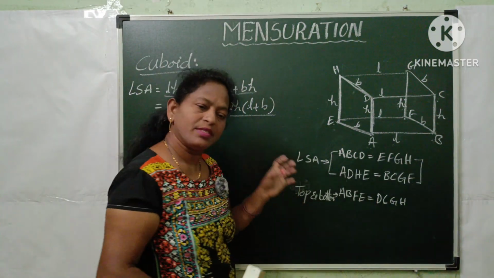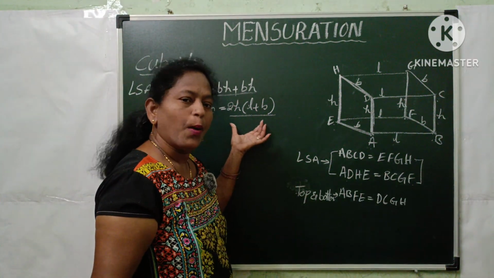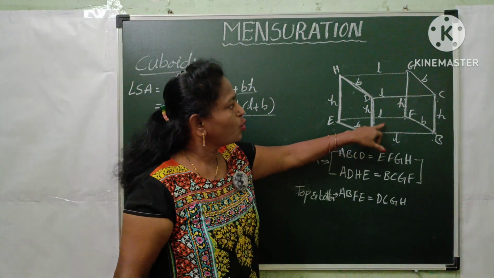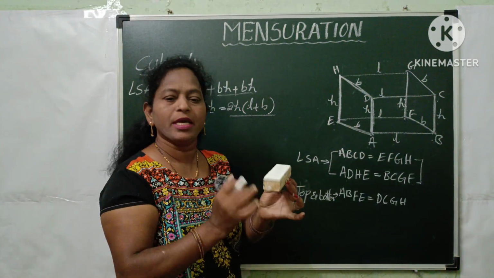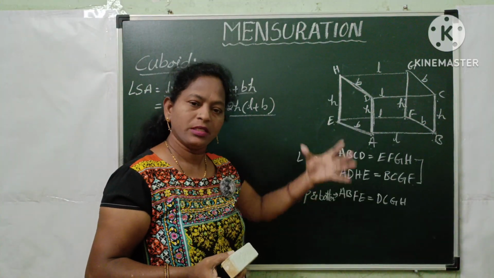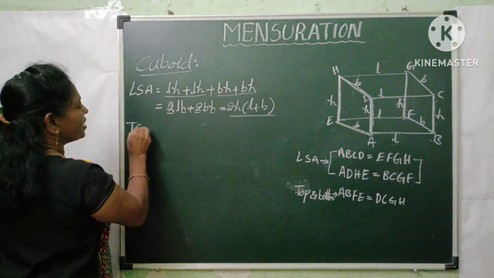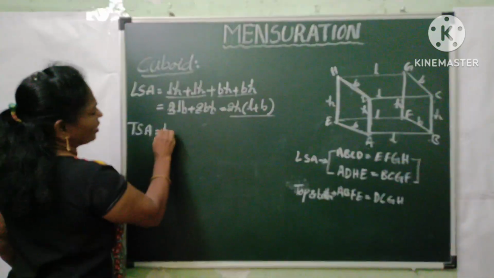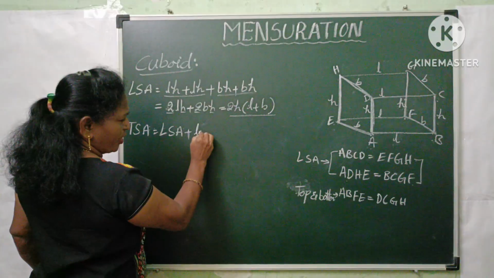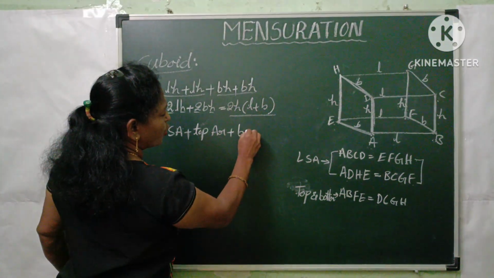So total surface area means we have to add lateral surface area plus 2 into base areas. Why? Because here 2 base areas are there. We have to write the top area plus bottom area, or else 2 into base areas. So TSA equal to lateral surface area plus top area plus bottom area.